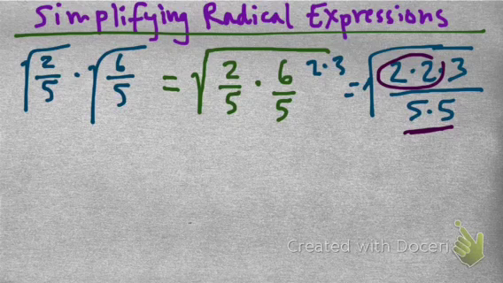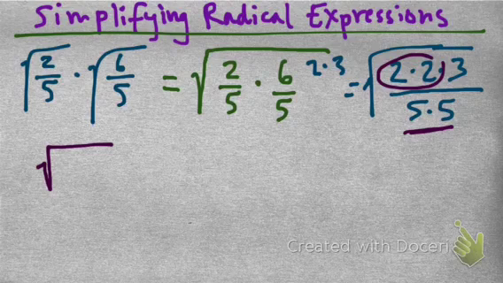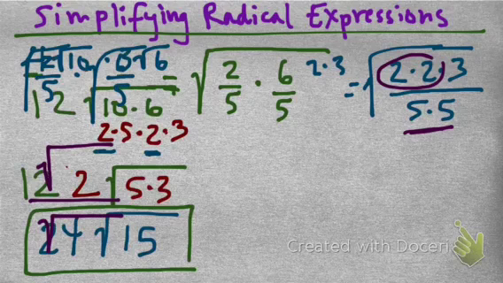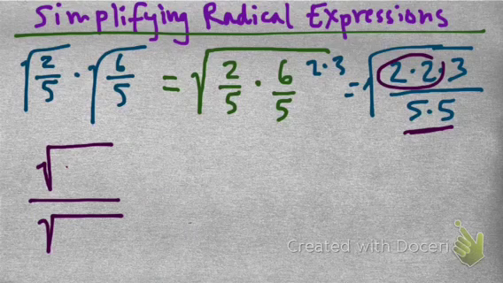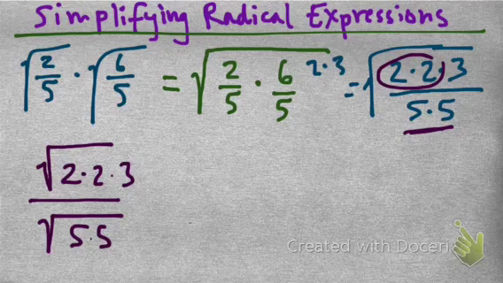So if I write my big radical, there's a property that says I can write 2 radicals, one radical for the numerator and one radical for the denominator. And so I'm going to put 2, 2, and 3, and 5, and 5, like that. And then I can focus on the top and then focus on the bottom.